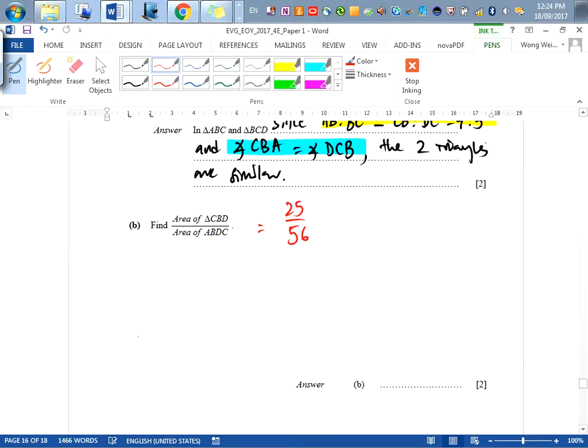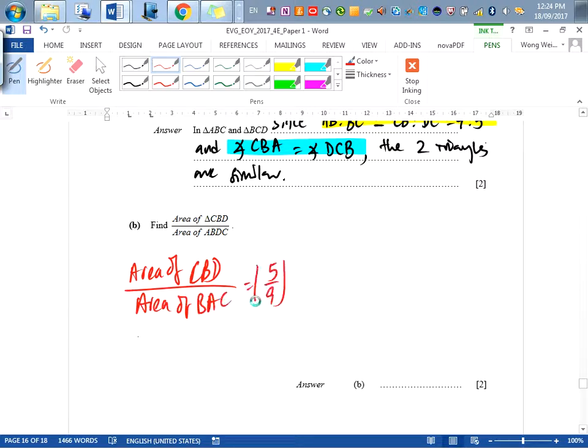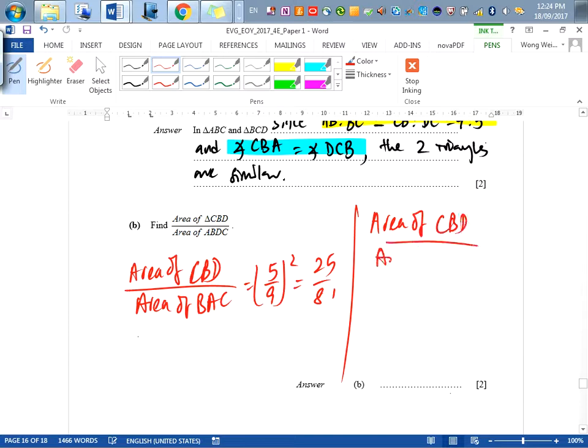Okay, then the working, right? How to show the working? Area of CBD over area of BAC equals to 5 over 9 squared, which is 25 over 81. Area of CBD over area of ABDC equals to 25 over 81 minus 25.